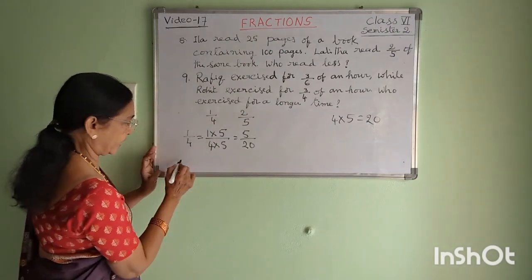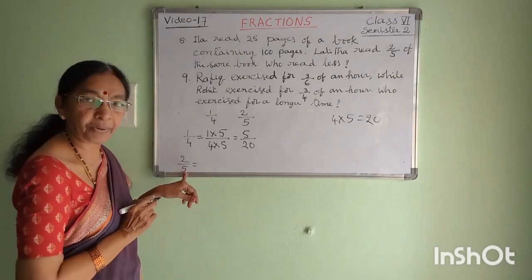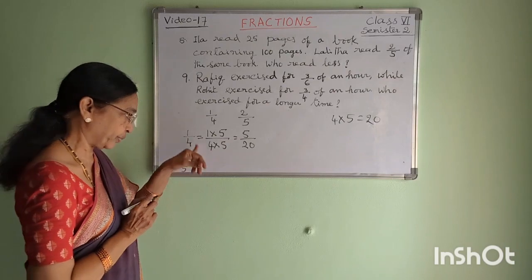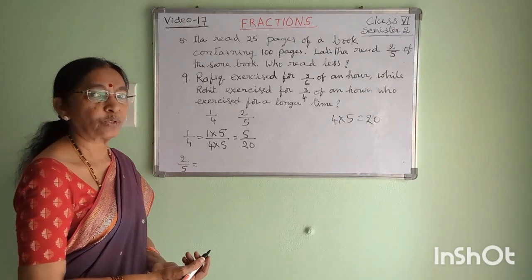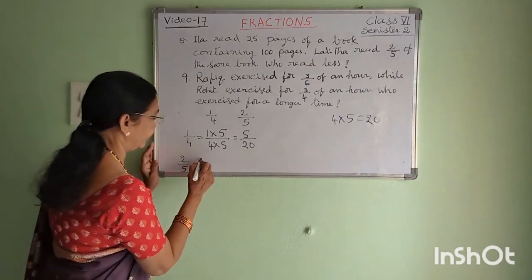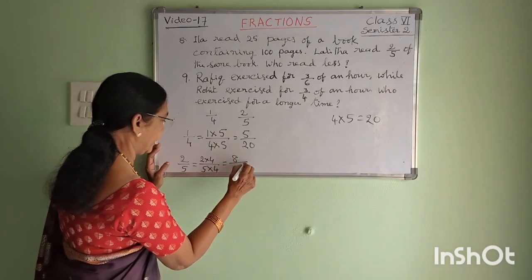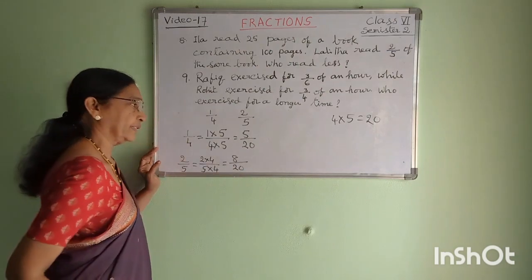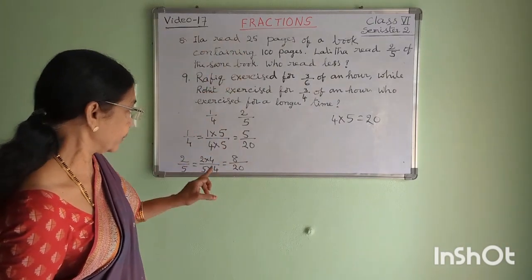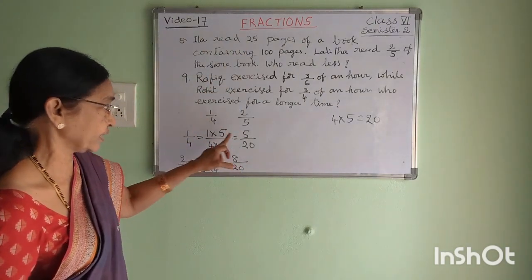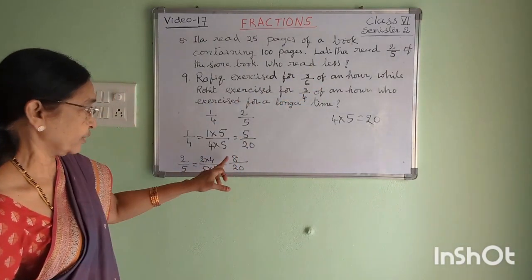Similarly, for the other fraction, we get 20 when we multiply 5 by 4. Therefore, we multiply both numerator and denominator by 4 and get an equivalent fraction whose denominator is 20. Therefore, 2 into 4 by 5 into 4. 2 fours are 8 and 5 fours are 20. Therefore, the fraction of the pages Ayla read, 1/4, is equal to 5 by 20. The fraction of pages Lalita read, 2 by 5, is equal to 8 by 20.